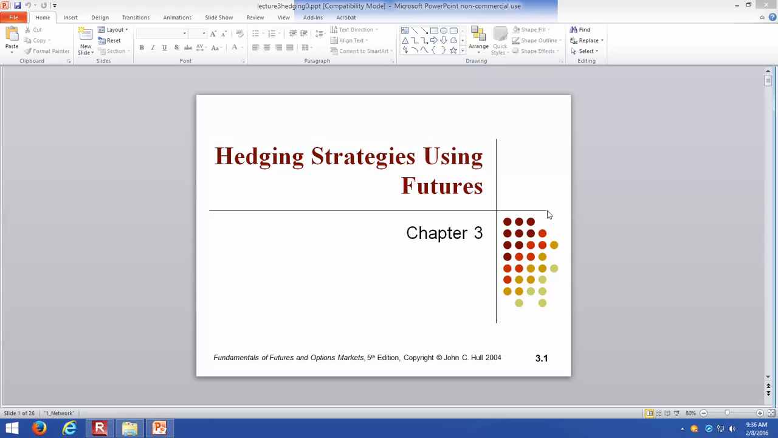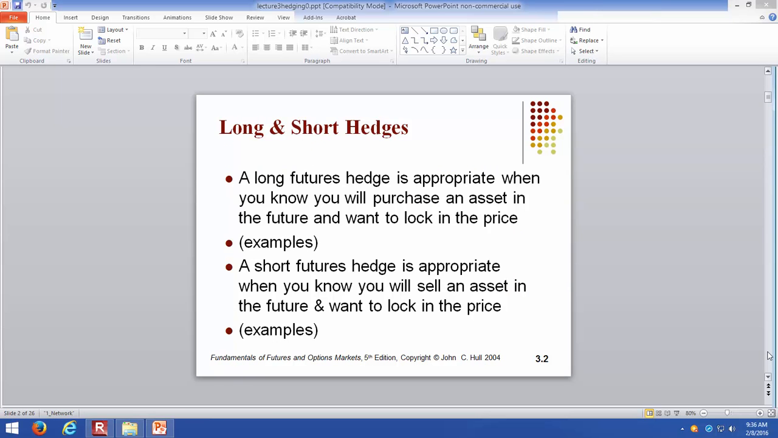Today we will talk about hedging strategies using futures contracts. This is from Chapter 3 of the Fundamentals of Futures and Options Market by John Hull.